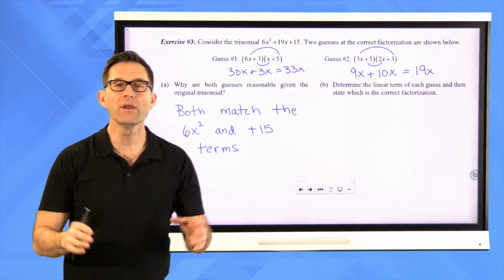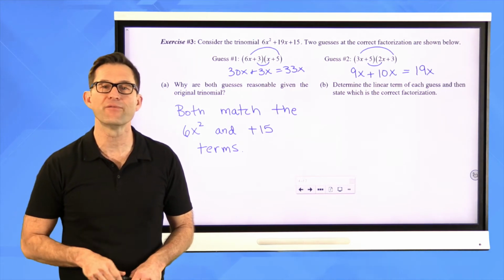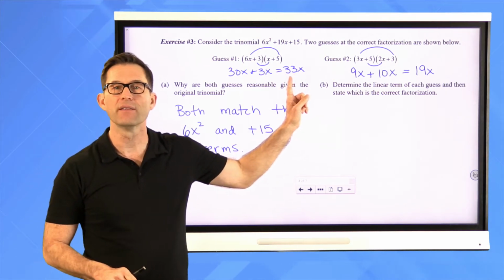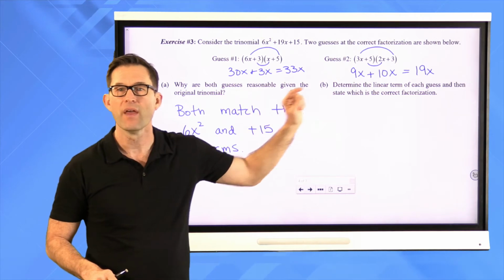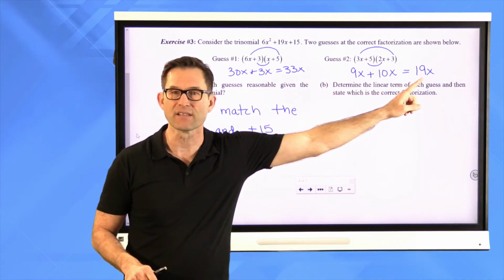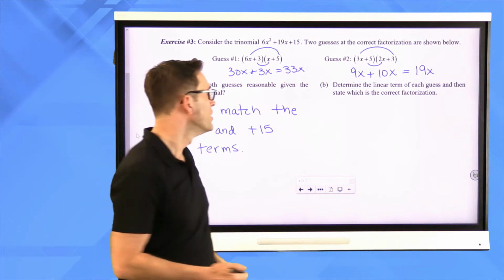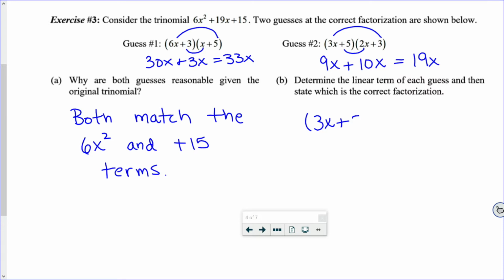We already know, because the guesses were reasonable, that the 6x squared and the positive 15 are going to work for both of them. But this one, if I did the multiplication all the way out, would give me 33x in the middle. This one would give me 19x in the middle, and that's my winner. So this, correctly factored, is 3x plus 5 times 2x plus 3.